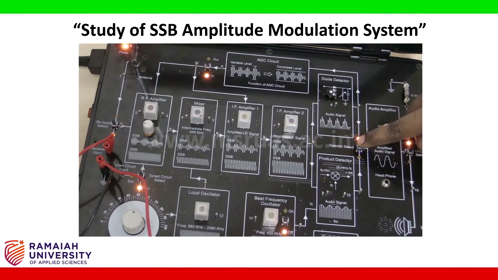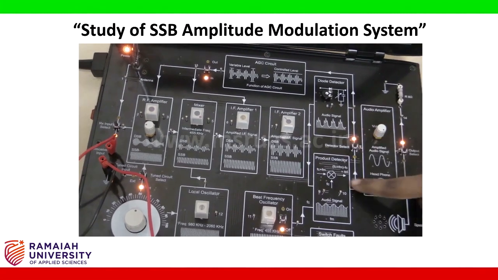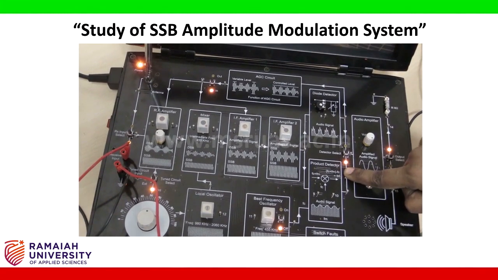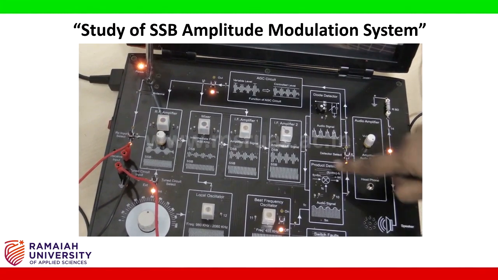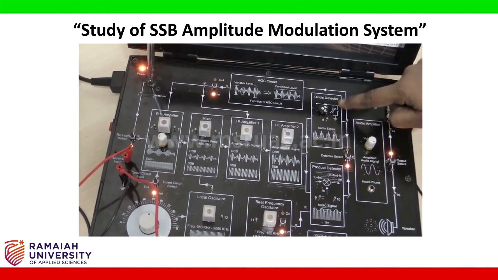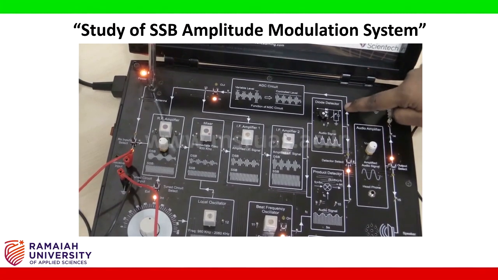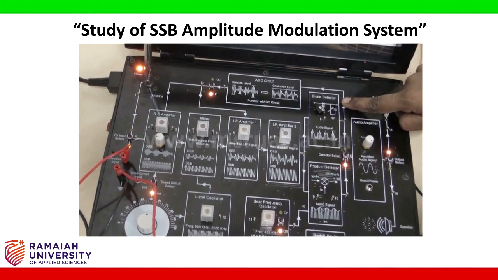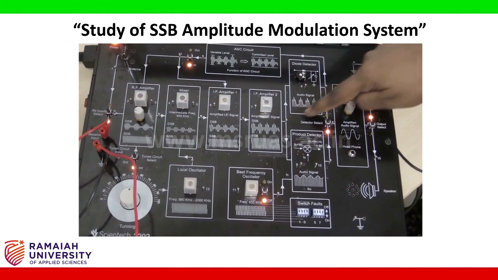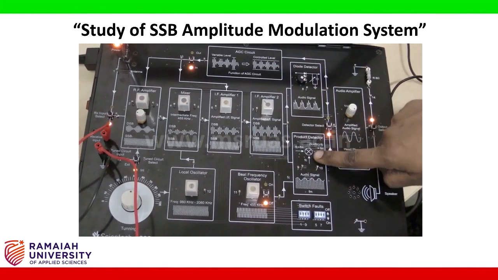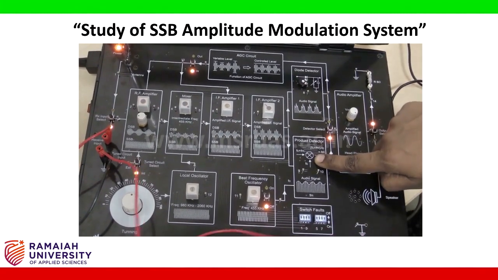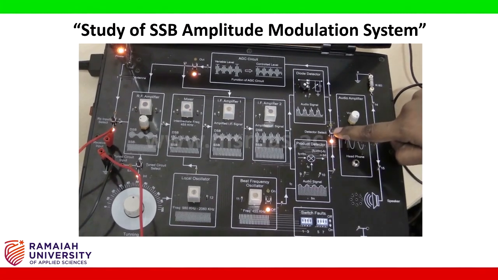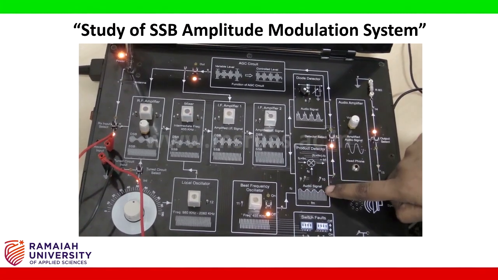So press the switch such that the product detector gets selected. For SSB demodulation, we can use the product detector. We can't use the diode detector because it is envelope based, and in SSB our envelope is constant, so hence we can't use it. The product detector indeed can serve as a detector. So first select this such that the product detector is selected.